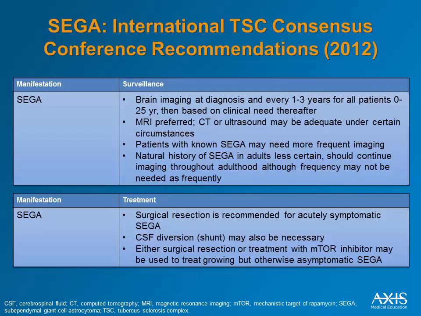It should be noted that for patients who have an identified lesion of concern, imaging more frequently than every 1 to 3 years may be clinically indicated. And again, in adults, it's recommended that imaging should be continued for patients with a SEGA identified during childhood, but there was not any evidence that tells us how frequently that should occur, and so the frequency of imaging in adulthood is deferred to the clinician.